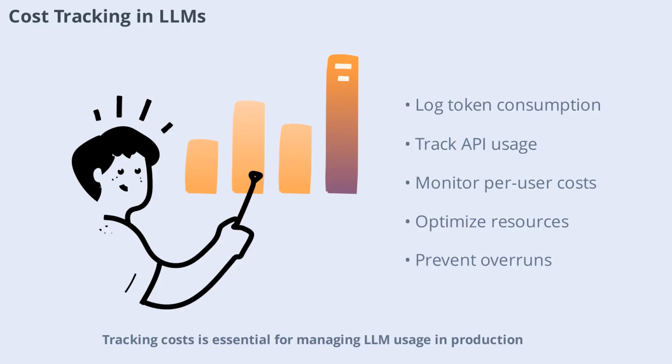Tracking costs is essential for managing LLM usage in production. Gateways and monitoring systems can log token consumption, API usage, and per-user costs. These metrics help you optimize resource allocation, forecast expenses, and prevent budget overruns.